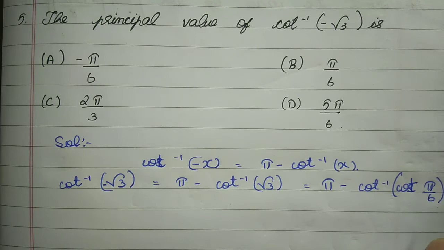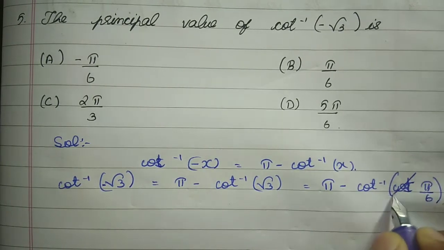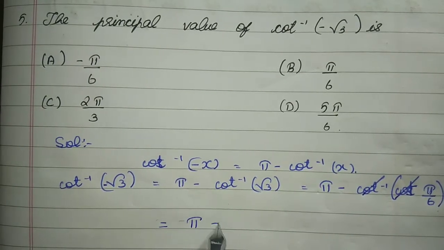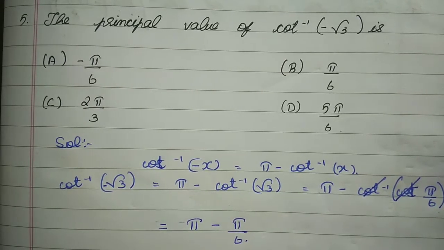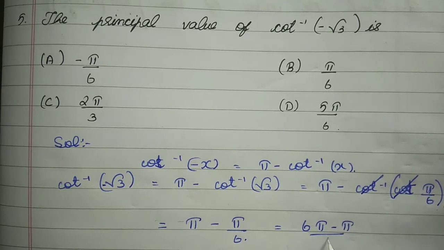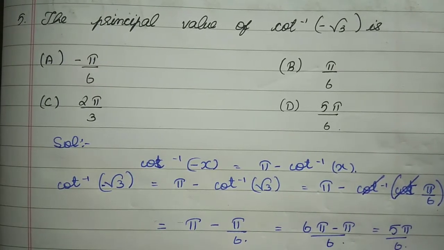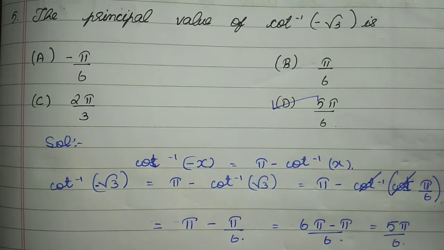So cot inverse of minus root 3 is pi minus cot inverse of root 3. Cot is root 3 at pi by 6, so we can't further do anything. Cot and cot inverse will get cancelled. So I will have pi minus pi by 6, which is equal to 6 pi minus pi by 6, which is 5 pi by 6. Therefore option D is right.